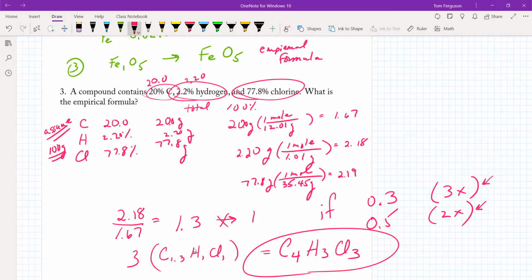Okay, and if it was around 0.5, we would write it out like this, only we would then clear the fractions in the subscript by multiplying by 2. Okay, so this is the empirical formula. So remember, keep that in mind.